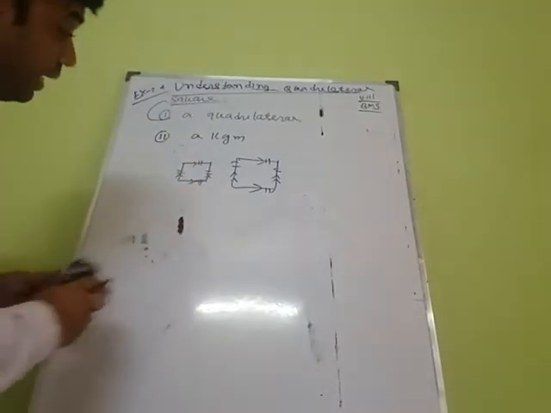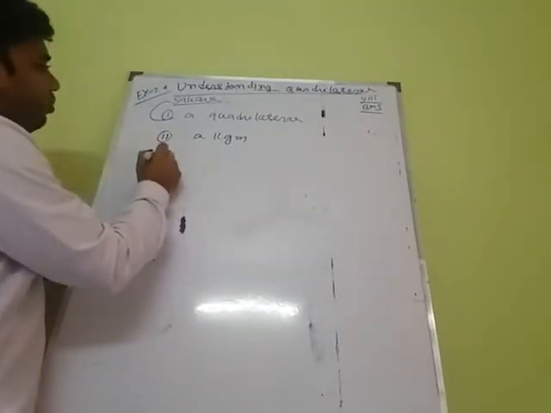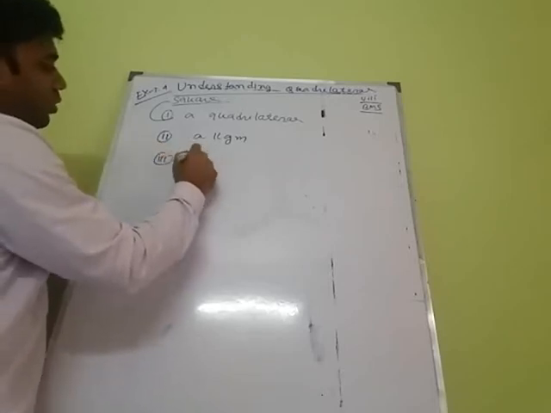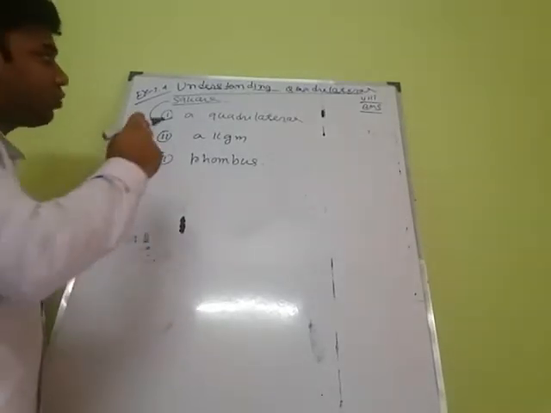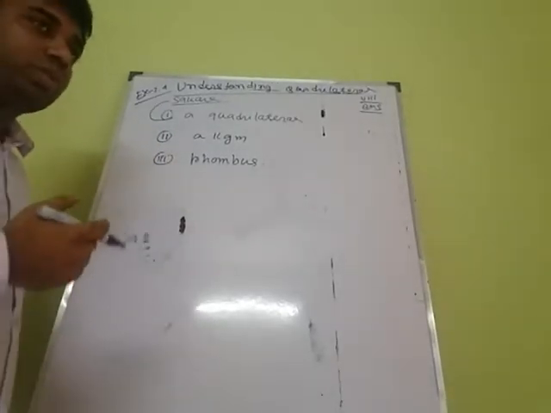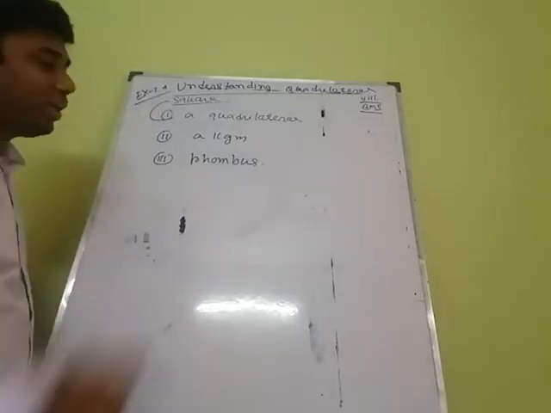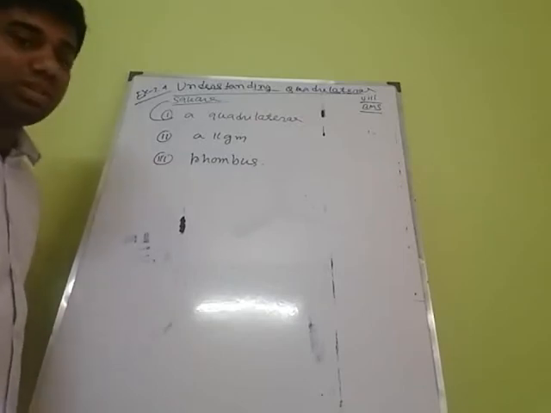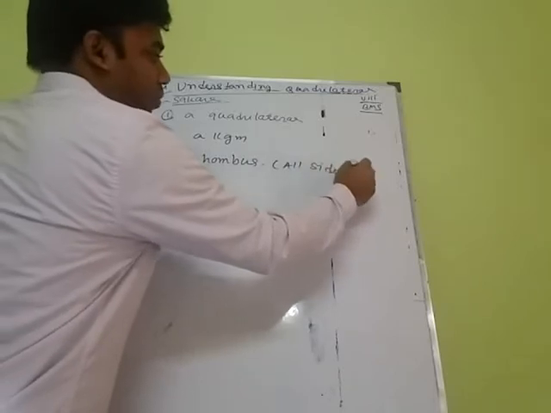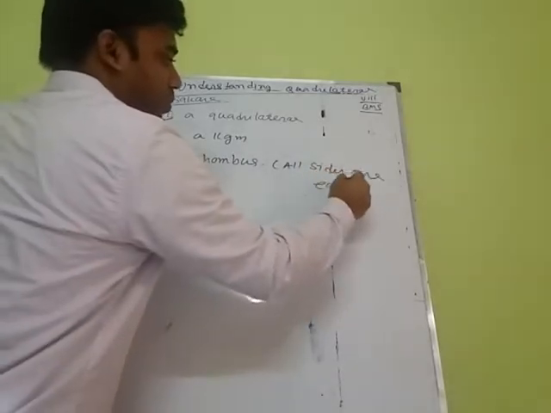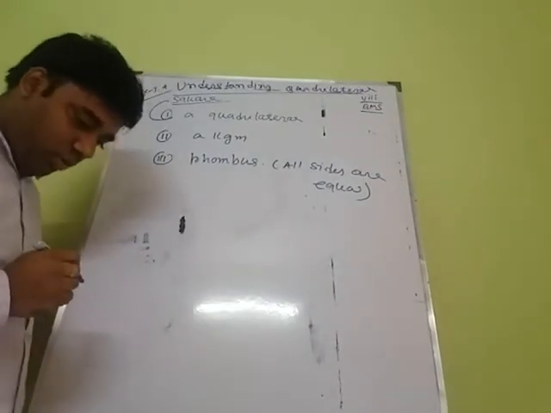Next, a rhombus. A square can be said to be a rhombus. How can we say that? The property of a rhombus is that all sides are equal, and in a square also all sides are equal. That's why you can say a square is a rhombus.